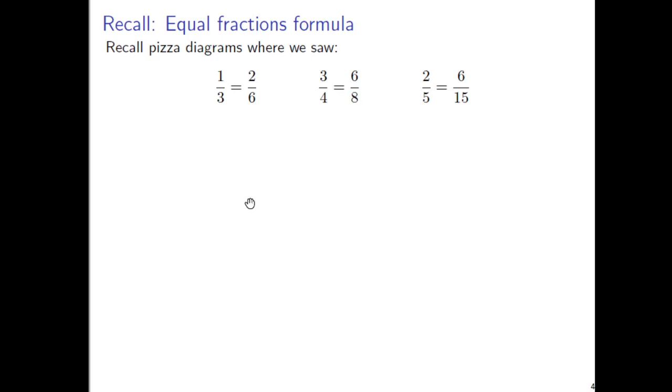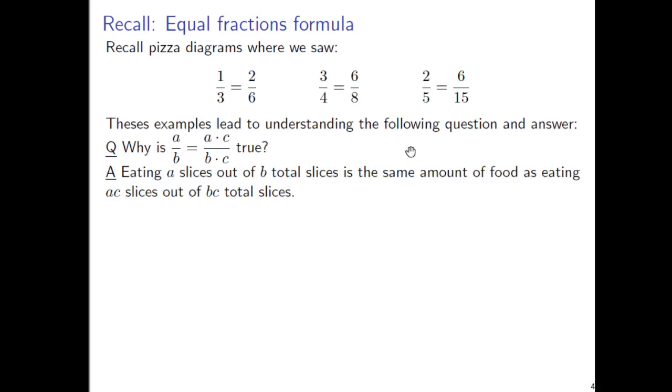Recall the pizza diagrams where we saw 1/3 equals 2/6, 3/4 equals 6/8, and 2/5 equals 6/15. Remember that these examples led to understanding the following question and answer. Why is A over B equal to A times C over B times C true? In other words, why is it okay to take a fraction and multiply the top and bottom by C, or start with a fraction that has A times C on top and B times C on bottom and then cancel those out?